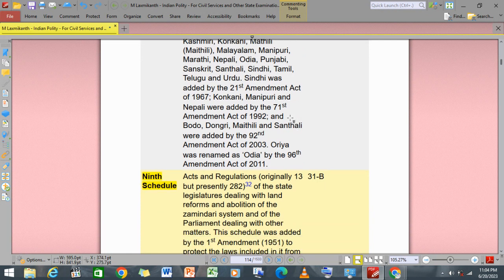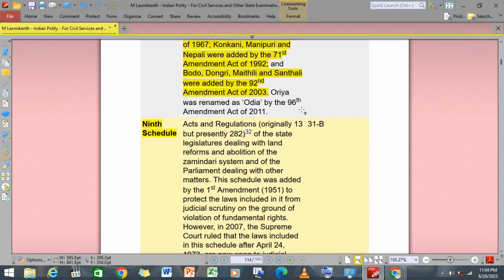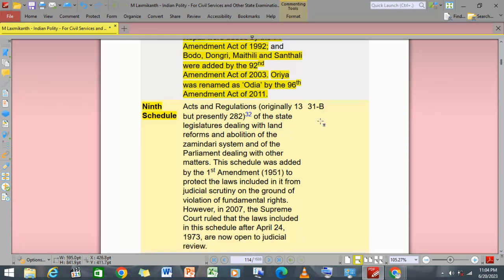Sindhi was added in the 21st Constitution Amendment of 1967, sorry, and Konkani, Manipuri, Nepali were added. These were added in the 71st Constitution Amendment of 1992, and Bodo, Dogri, Maithili were added by the 92nd Amendment Act of 2003, and Oriya was renamed as Odia in the 96th Constitution Amendment.